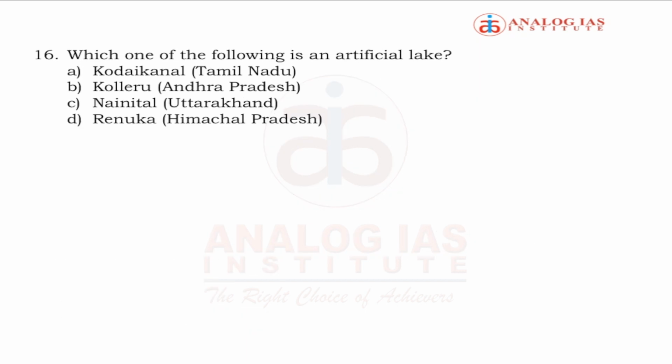We are moving on to the next question, that is question number 16. Which one of the following is an artificial lake? It is a surprise question because we never thought that UPSC would ask factual or fact-based questions. Kodaikanal is one of the most beautiful man-made, that is artificial, lakes in India. So, it is very direct. Kolleru, Nainital and Renuka are natural, and Kodaikanal is a man-made artificial lake, so answer option A is appropriate here. It is a very simple and direct question.